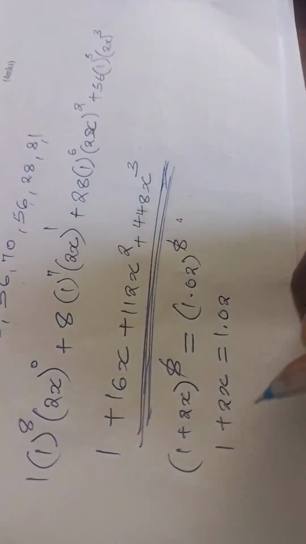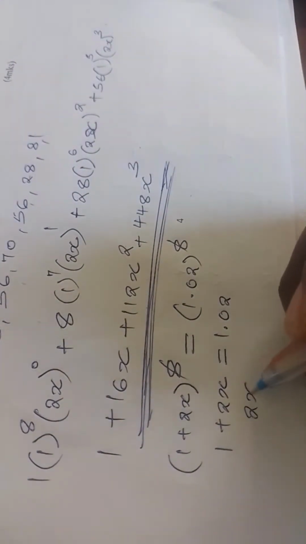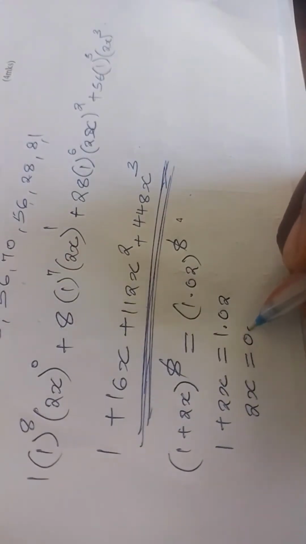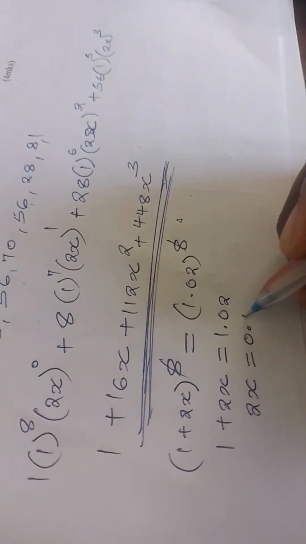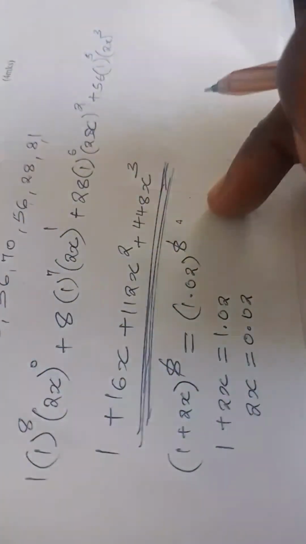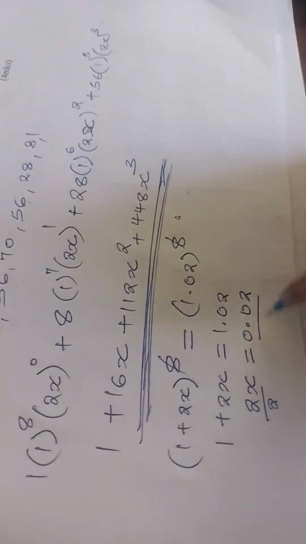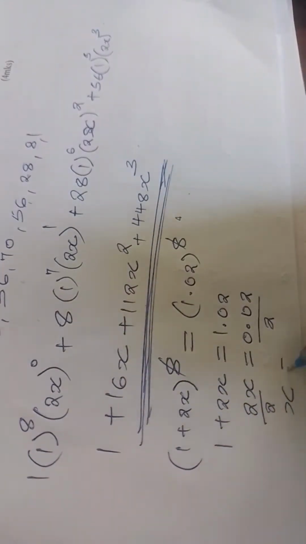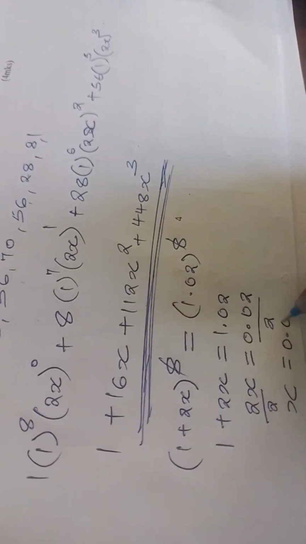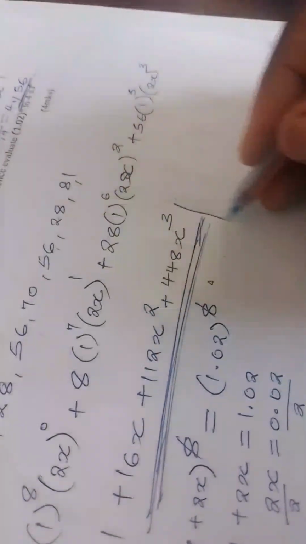If we take 1 to the other side, this one will be 2x is equal to 0.02, because this one will be negative. Then this one divided by 2, this one divided by 2. So x is equal to 0.01. Then after getting that one, we can now substitute back into the equation.